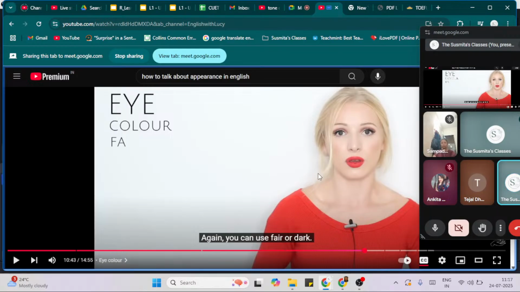Wheatish means wheat, gahu. Okay, so when someone is not very fair or not very dark, we can say that person is wheatish. Okay.